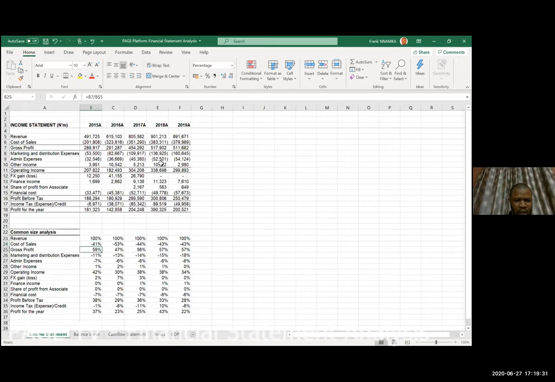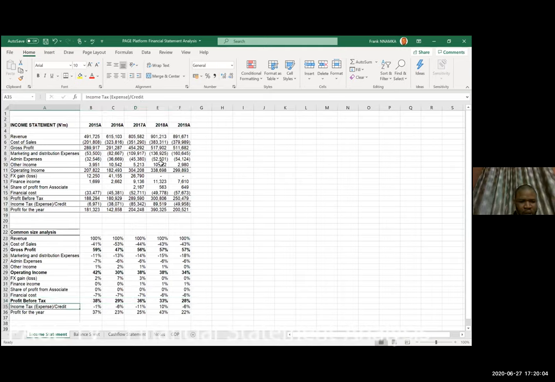Looking at this, while doing this, we have automatically computed some ratios. For example, gross profit margin has been computed on this line. Operating income margin too has been computed here. And profit before tax margin has been computed here too.